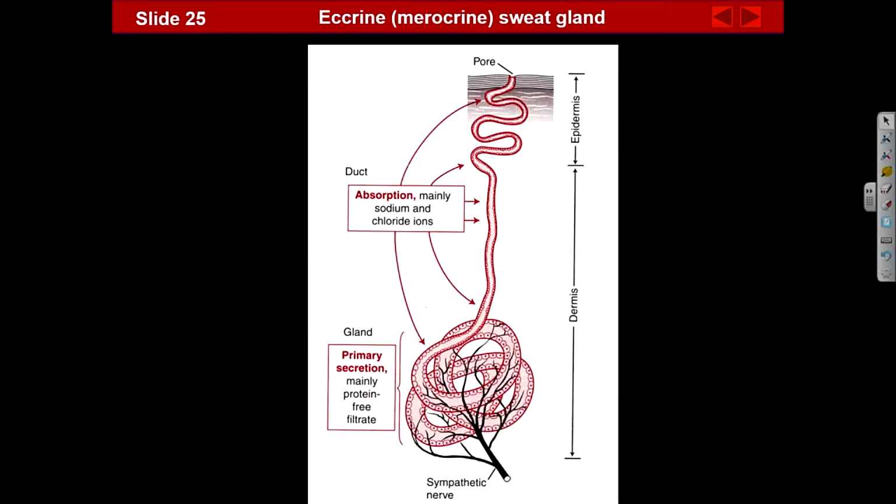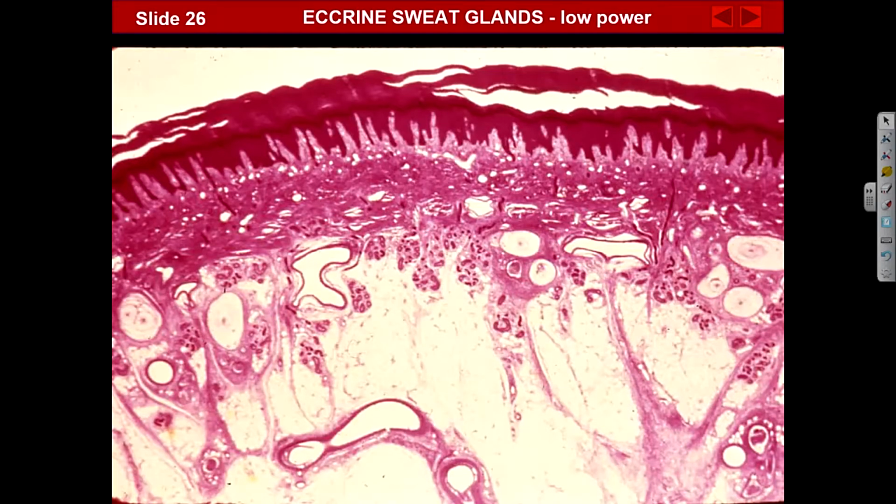And then I want to talk about briefly the eccrine sweat gland, which is all over the body. It consists of a single long coiled duct for the most part. The secretory portion is down here. It's making that protein-free filtrate, getting fluid from adjacent capillaries. And most of the protein's reabsorbed. And then the fluid that passes through the duct part has some ions removed before the sweat exits onto the surface of the skin. Okay, so that's eccrine sweat glands at low power.